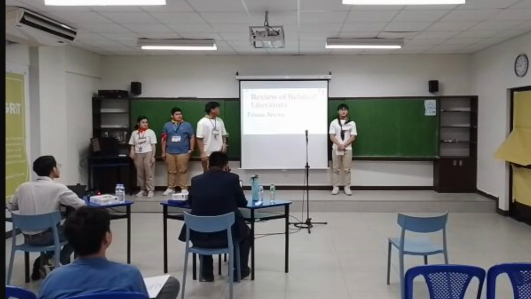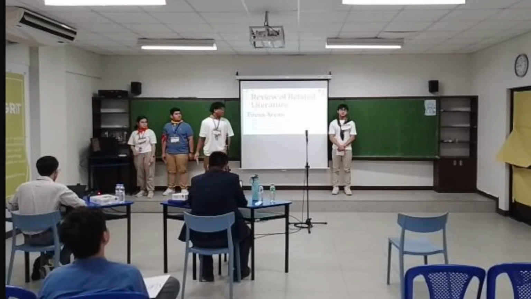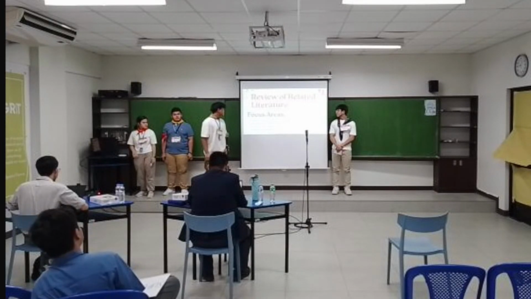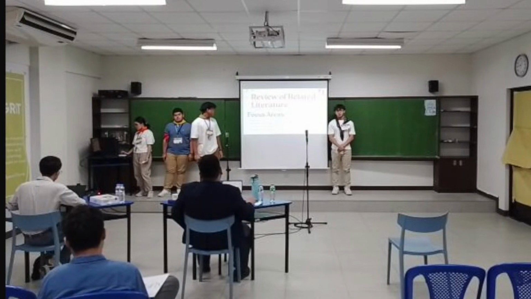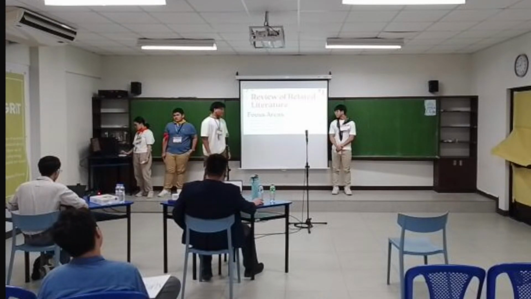Now let's move on to our review of related literature. Our RRL focuses on 4 main topics: rural community norms, food equity, association with food security and community discovery, coping mechanisms for food, and government efforts.